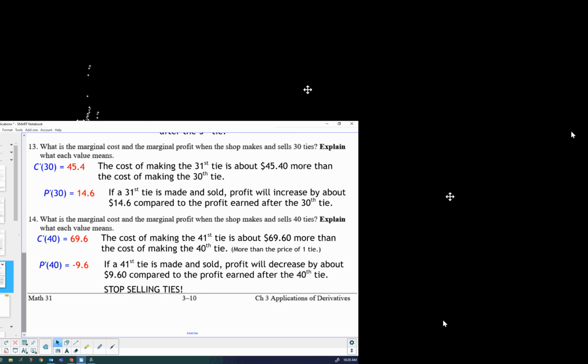Yes, because you're starting to lose money. Well, you're not losing money, you're just making less, which is really important. Keep in mind that a negative marginal profit does not mean you're losing money. That's a mistake lots of students make. It just means that your profit has decreased. You're still making profit, but you're just not making as much as you were by making and selling fewer ties.